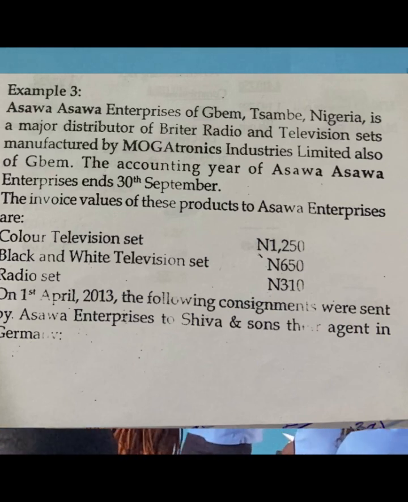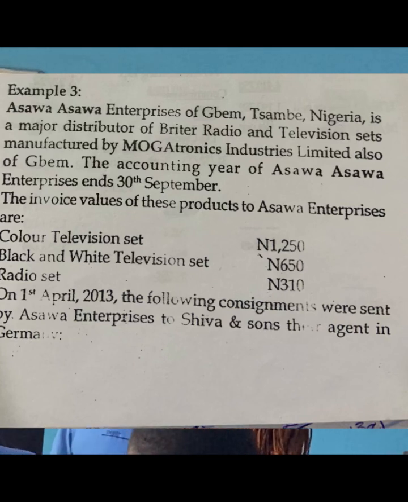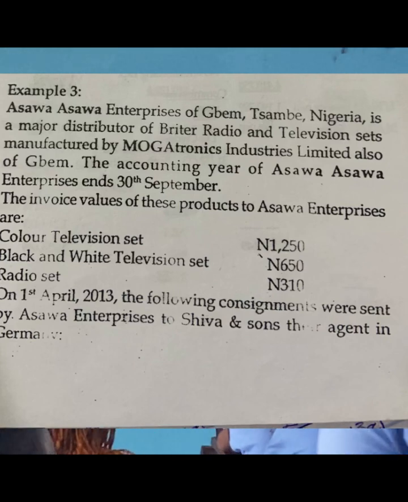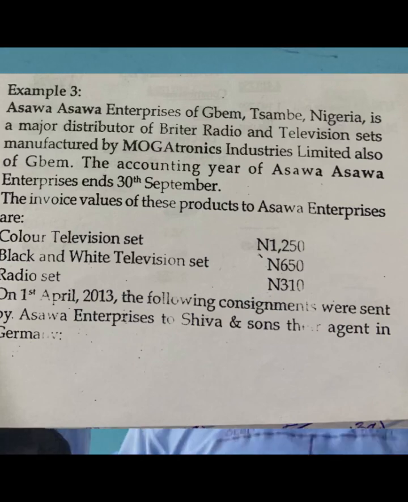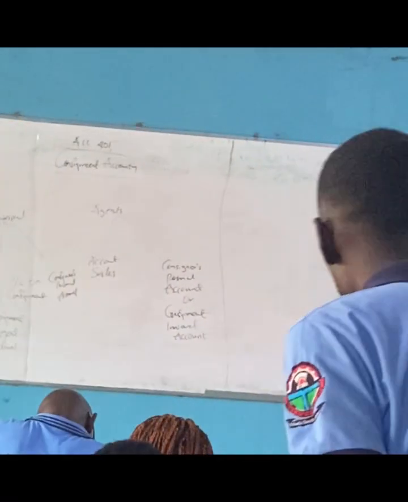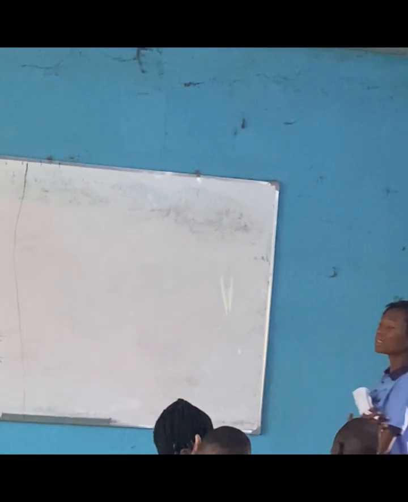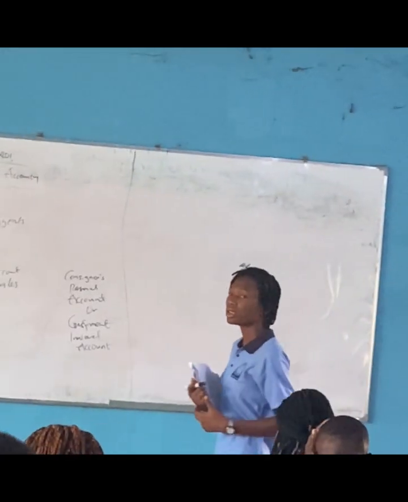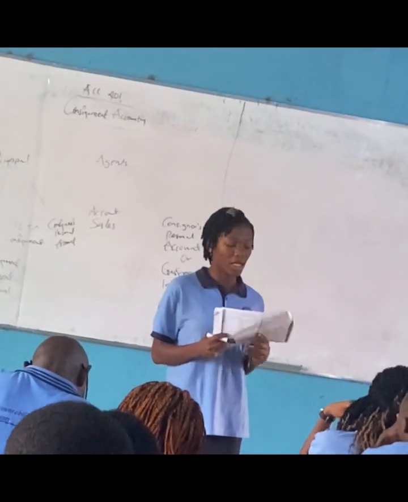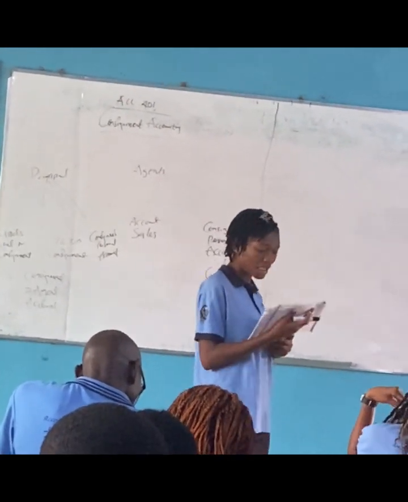Now on the 1st of April 2013, the following consignments were sent by Asawa Enterprise to Shiba and Sons, their agent. So from this question now, the price of one television set is how much? 1,000. Alright. That's what we know the price of each is, right? Now, the following were sent to their agent in Germany.